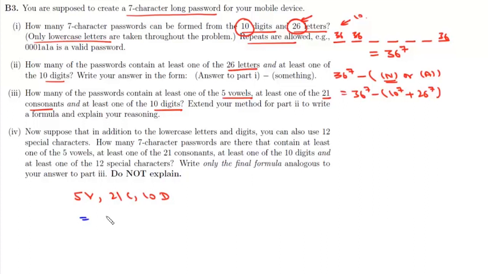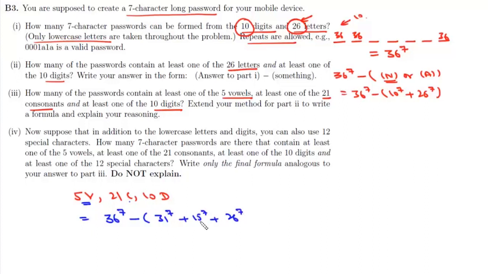Now the total number is 36 to the power 7, and from this we'll subtract all those cases in which at least one is missing. Now if vowels are missing, then for each position we have 31 choices. So it will be 31 to the power 7 plus, now if consonants are missing, we'll have 15 choices for each position. So it will be 15 to the power 7, and plus if digits are missing, then we'll have 26 choices. So it will be 26 to the power 7.